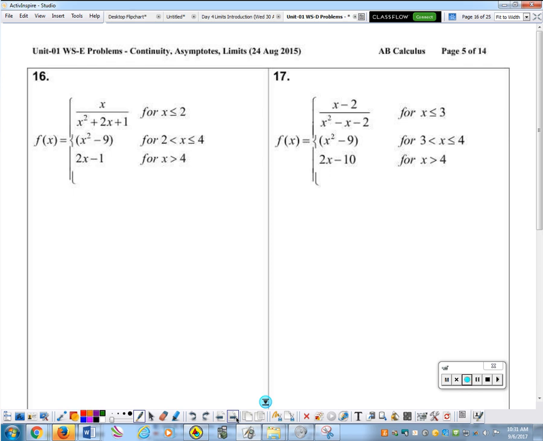So 17, this is a piecewise function, but I noticed that the first part of the piecewise is rational, and so I factor it. Write this down in your notes. The bottom factors into x minus 2 multiplied by x plus 1.